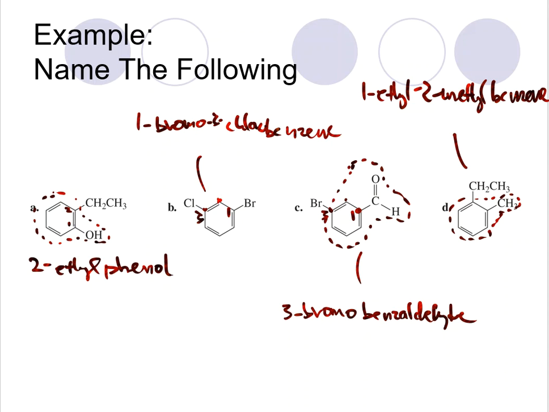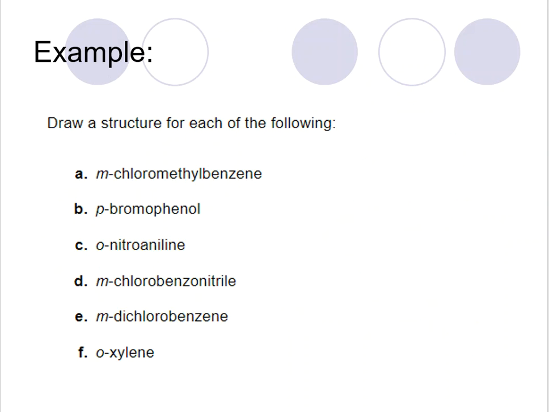All right, so in the next video, what we'll do is review nomenclature again. What you're seeing on the screen right now is an example problem. It says draw a structure for each of the following. So it's going to force us to go backward. Some people like these questions a little bit better. So, m-chloromethylbenzene. How can I take that name and draw a structure from it? So right now, pause the video. Write down this example problem and try to answer these without looking at your notes or your text.